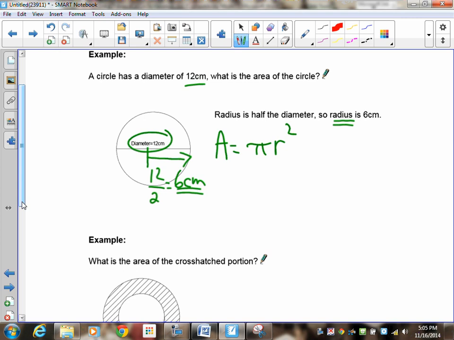So what I'd like you to do is stop the recording and finish this question for me and find out what the area of this circle is.